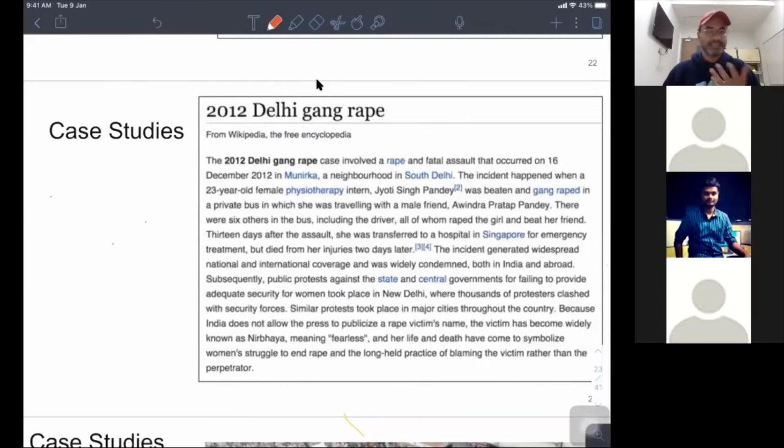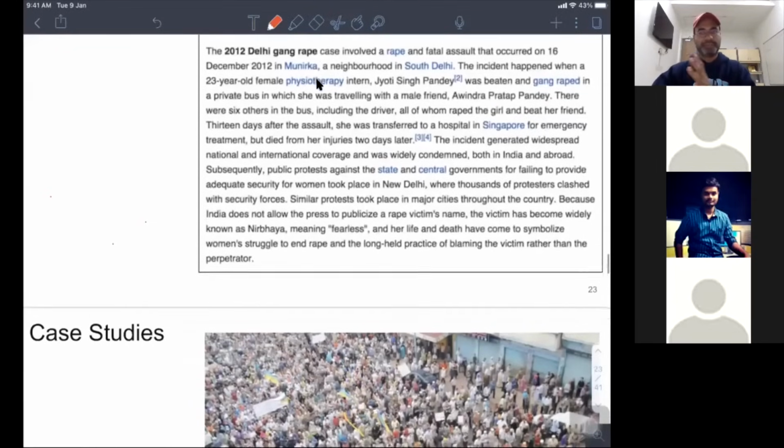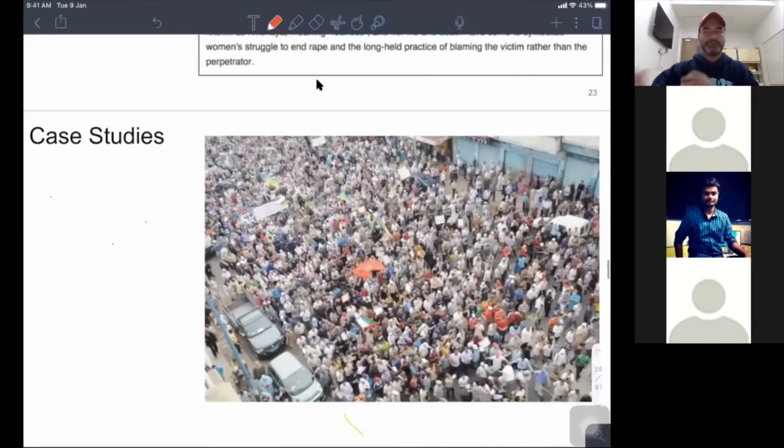Quickly, some case studies. One of the case studies, of course, is the Delhi gang rape that happened in 2012, where social media was used to get people to come to India Gate, people to come to Jantar Mantar. One of those initial incidents which happened in India, where social media was actually used for bringing people together.